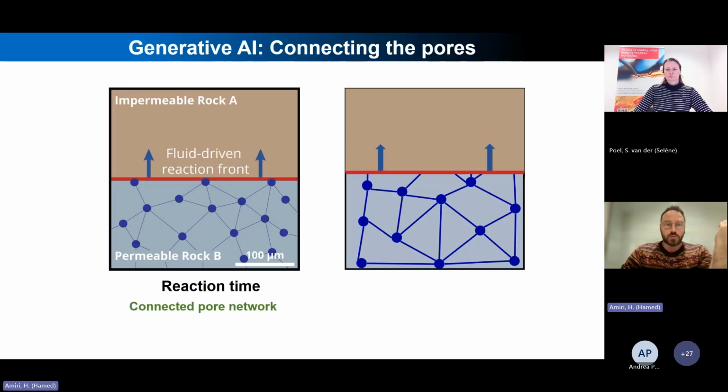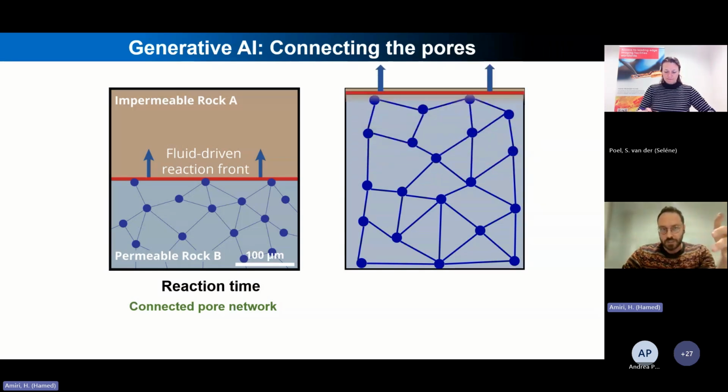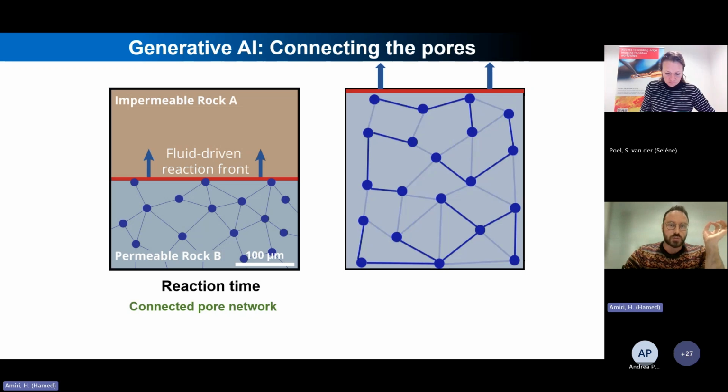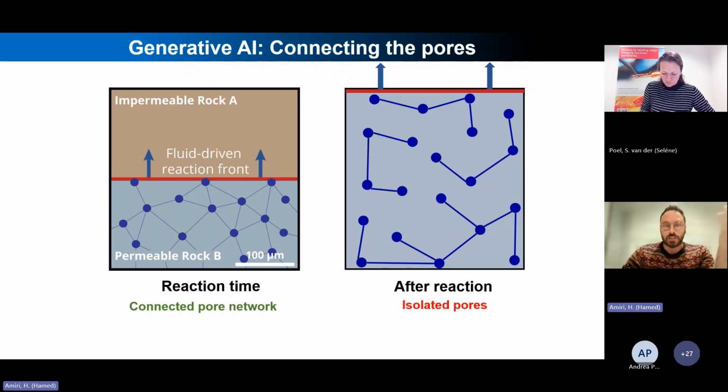So basically, you saw this before, pores become disconnected at some point because of the precipitation and so on. And what we want to do with the generative AI is reconnect these pores back to the time of the reaction. So we want to reconstruct the pore connectivity at the time of the reaction.